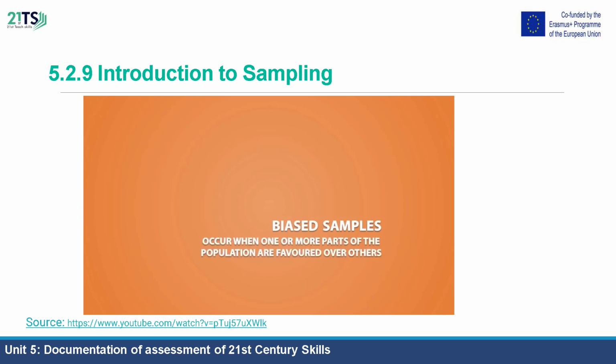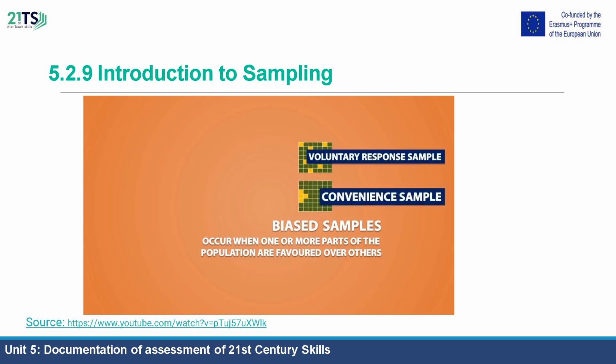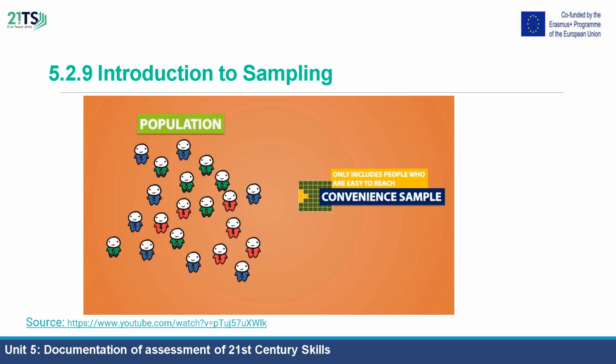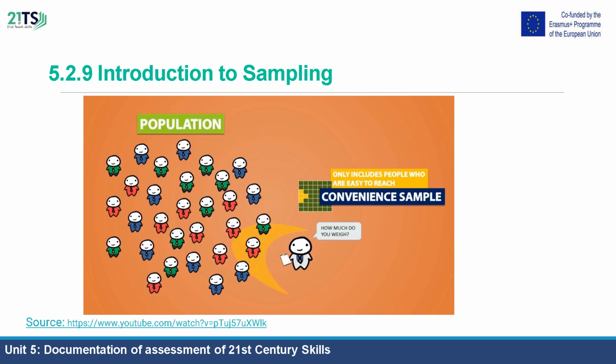Biased samples occur when one or more parts of the population are favored over others. The two types of biased samples include the convenience sample and the voluntary response sample. A convenience sample only includes people who are easy to reach. If this is our population, and a researcher comes along to interview people, then he would only talk to the people that are closer to him to be part of the sample. This is a biased sampling method because not everyone in the population has an equal chance of being part of the sample. Only people that are of convenience to the researcher will be interviewed.